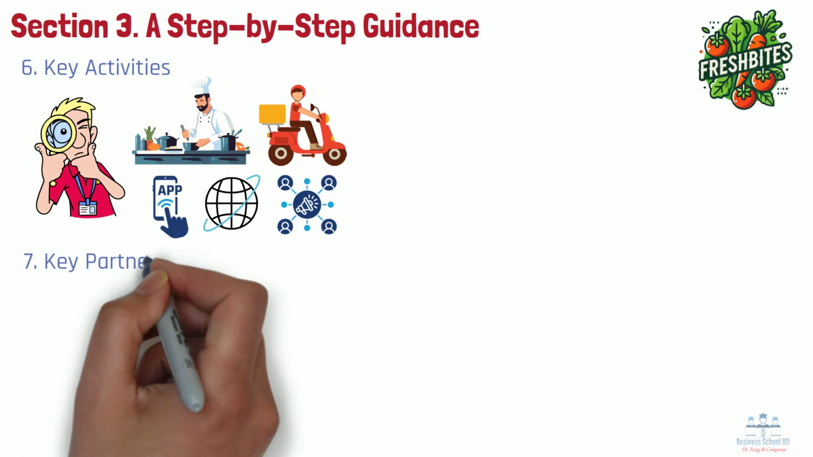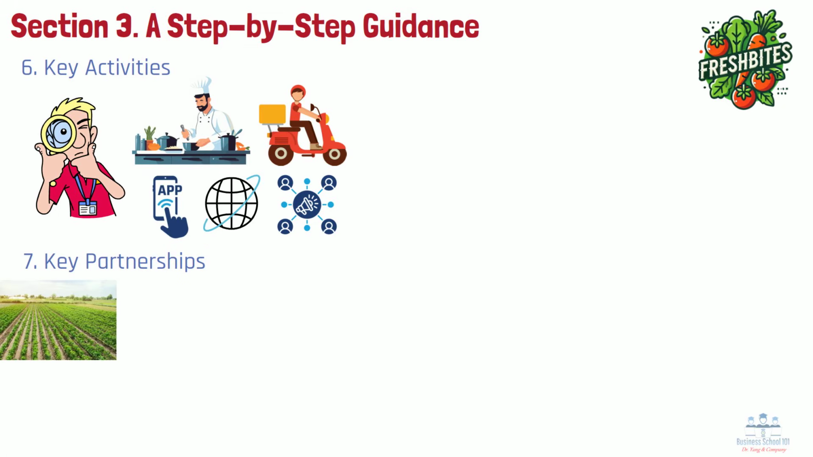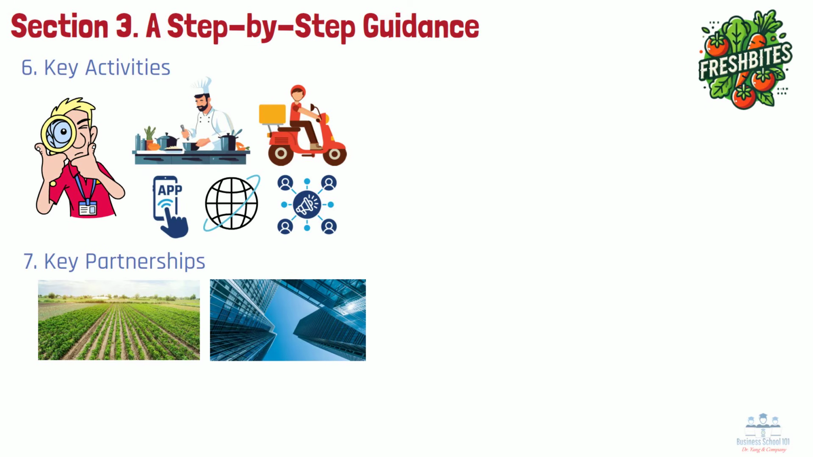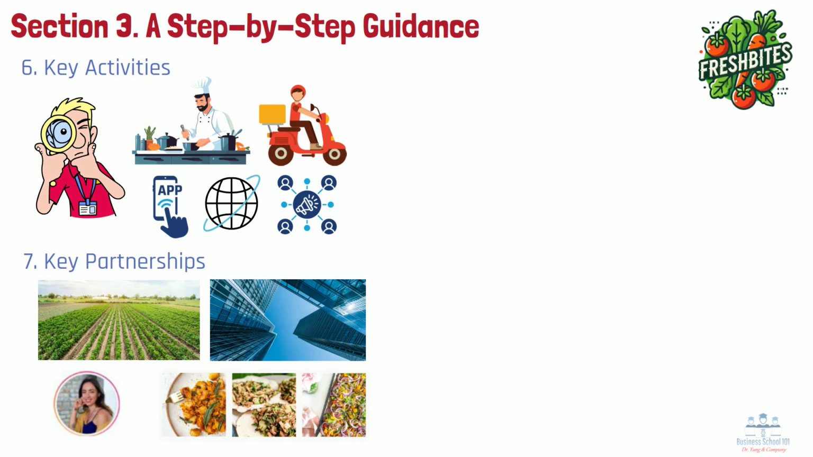Number 7. Key partnerships. FreshBites partners with local farms, eco-friendly suppliers, and tech firms to maintain a sustainable supply chain and optimize its app and logistics. Influencers and sustainability advocates promote the brand, attracting eco-conscious customers and building loyalty.